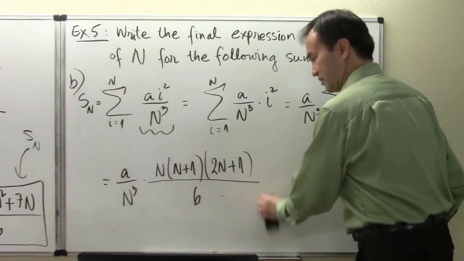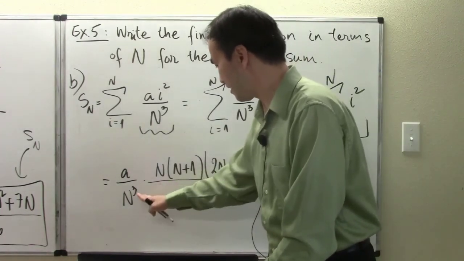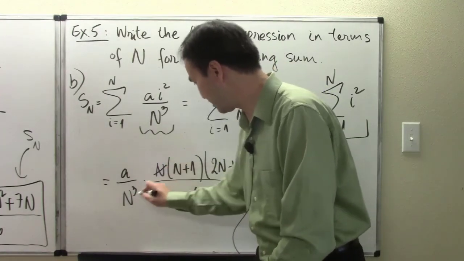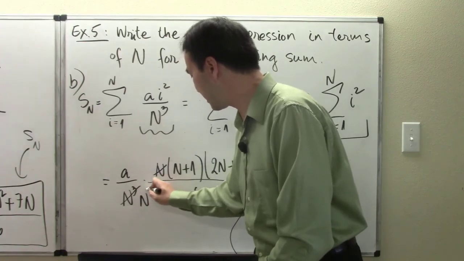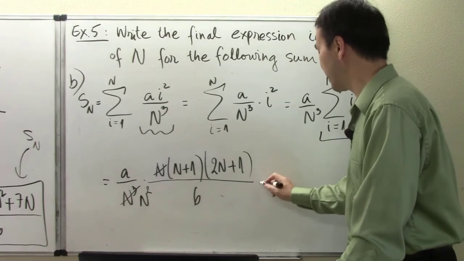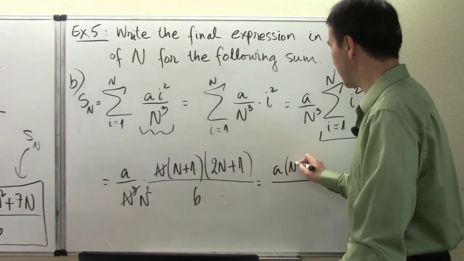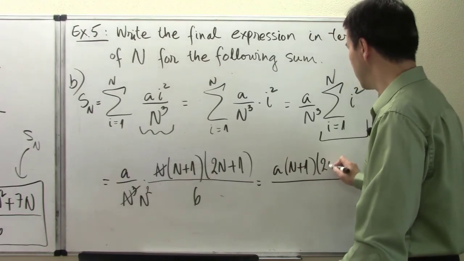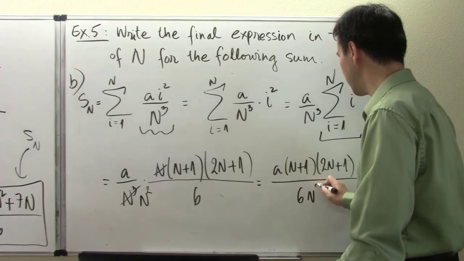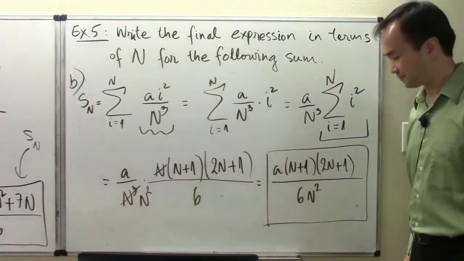And so now lots of cancellation is going to happen. Actually, I'm lying a little bit, not that many, but we can see some cancellation. n cancels with n cubed, leaving an n squared in the denominator. So my final expression in terms of n simplifies down to a times n plus 1 times 2n plus 1, divided by 6 n squared. This is one of them.